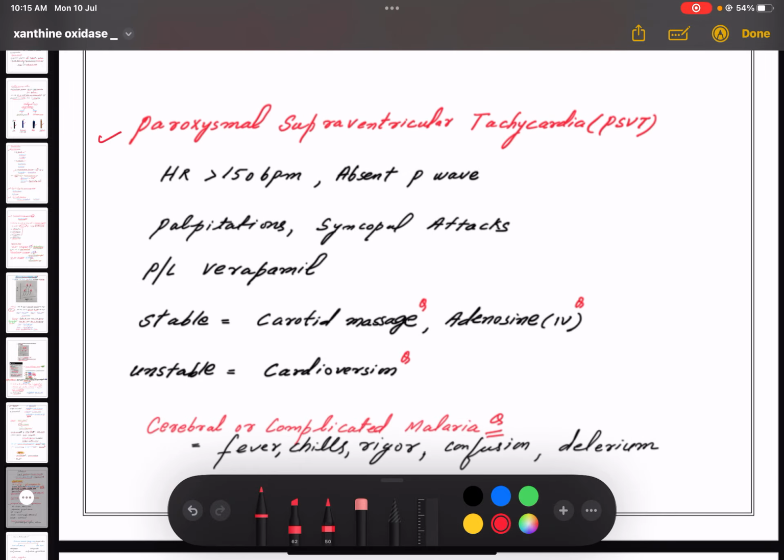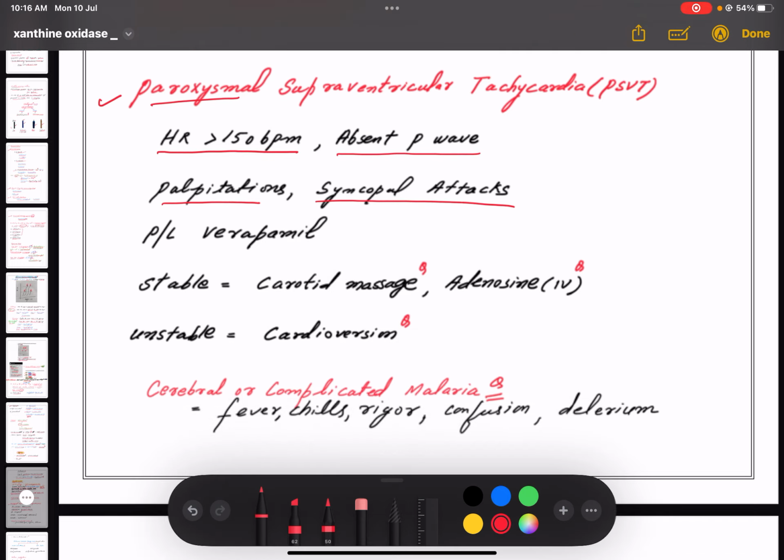Now we have a topic known as paroxysmal supraventricular tachycardia or PSVT. Paroxysmal means sometimes, for a brief period of time. In this condition, for a brief period of time, the patient will be having heart rate more than 150 beats per minute. The patient will be having palpitations, syncopal attacks, and these symptoms will be for a brief period of time. And in ECG you will see absent P wave.